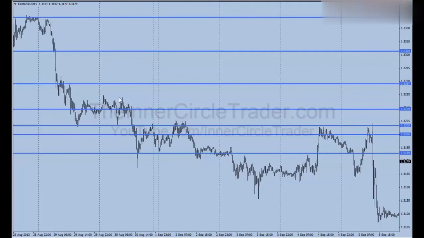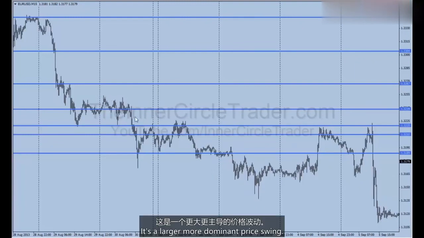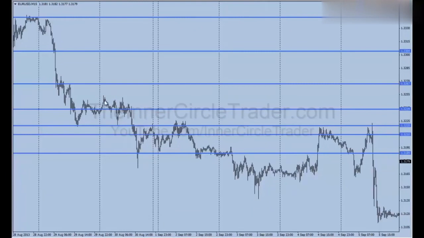Okay, we're going to use this same high and this low here because this is a new price swing from this high to this low. It's a larger, more dominant price swing, whereas this is a small, short-term price swing and then a retracement. This is leg one and leg two together. So here's leg one and here's leg two.